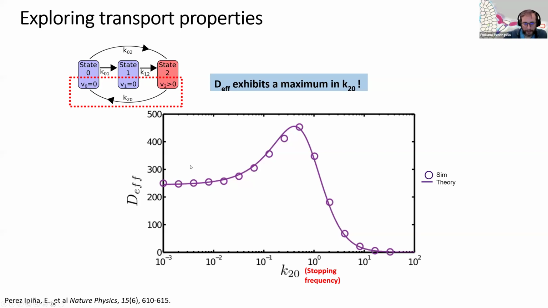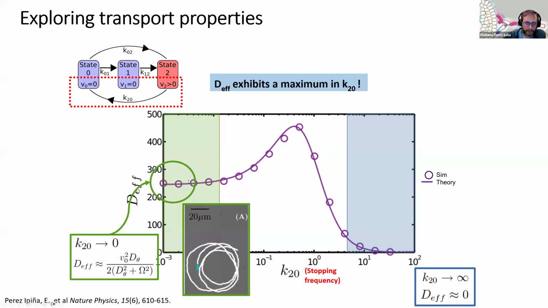Okay, and I will go into why that is in a bit. But first, let's try to understand the shape of this curve. If we take k2 to infinity, so the stopping frequency is too large, that means that the cell is stopped all the time. So immediately after it goes to the running state, it's going to go back to stop. So this cell is not moving, and this is why the diffusion coefficient goes to 0. On the other hand, if the stopping frequency is too small, that means that this bacteria never stops. So it just keeps moving as a chiral active particle. And in that case, we have the diffusion coefficient that takes this value. And this is consistent with the experimental trajectory that we observe here.